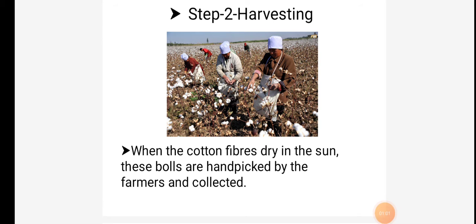Step 2. Harvesting. Harvesting means cutting off matured crops. In this case, when the cotton fibers dry in the sun, these bolls are handpicked by the farmers and collected.